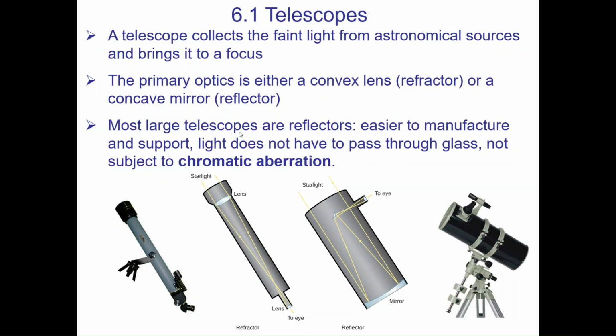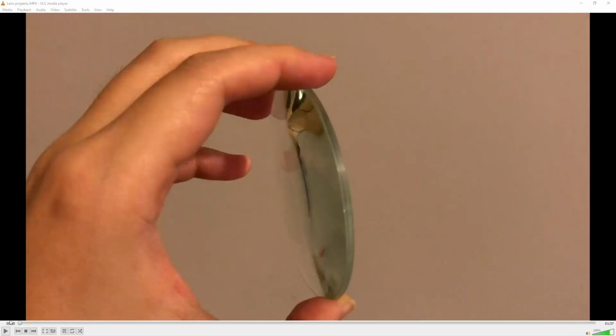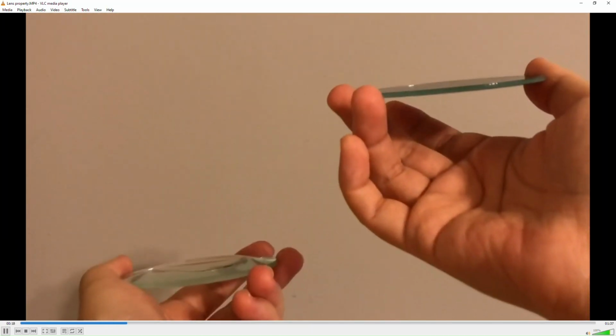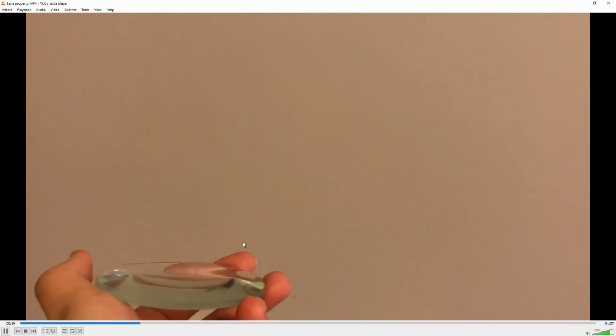Actually, the largest telescopes are reflectors. Let's take a look at why scientists choose a mirror rather than a lens. If they use a lens, it can be pretty heavy, especially if you manufacture the lens to a much larger size. The mirror is actually lighter, right? If you compare them, the mirror is lighter and the lens is heavier.